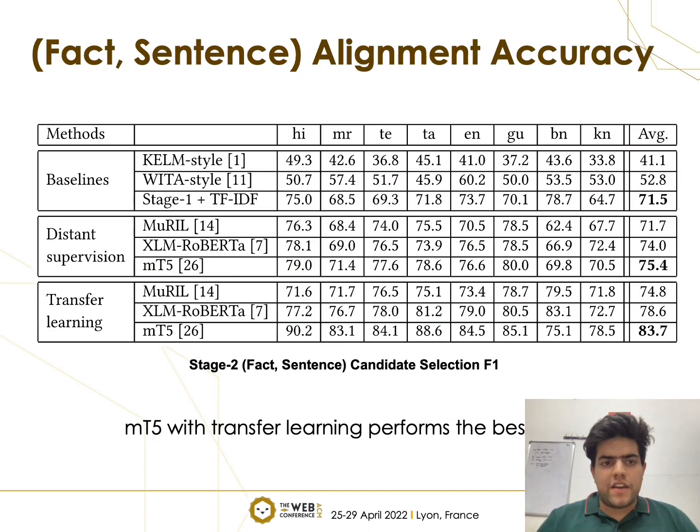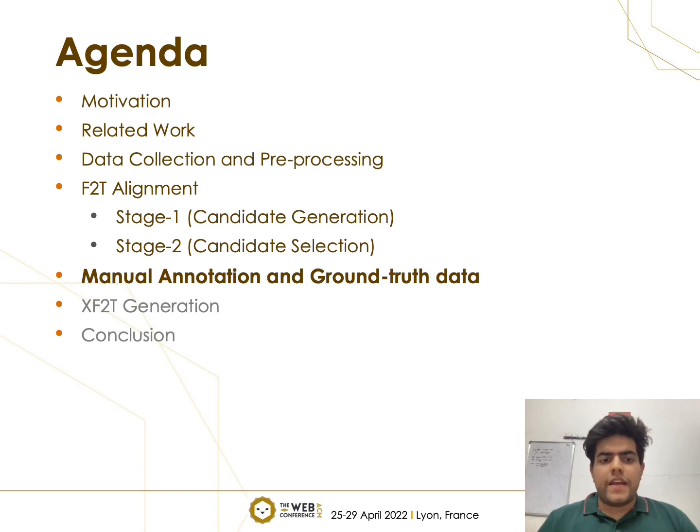This table shows the F1 scores for various alignment methods that we tried. As you can see, the transfer learning approach when used along with the MT5 model performed the best and gave an F1 score of 83.7. Next, we talk about the manual annotation and our ground truth data.